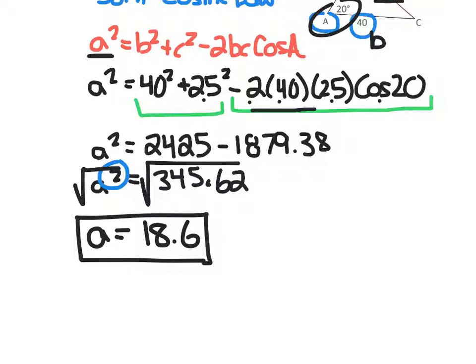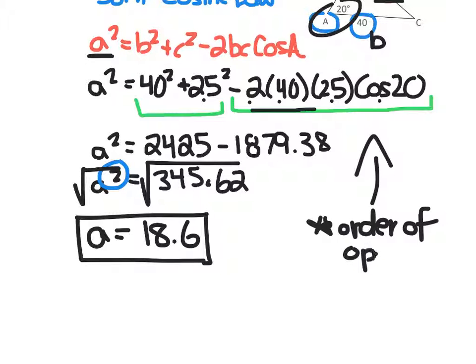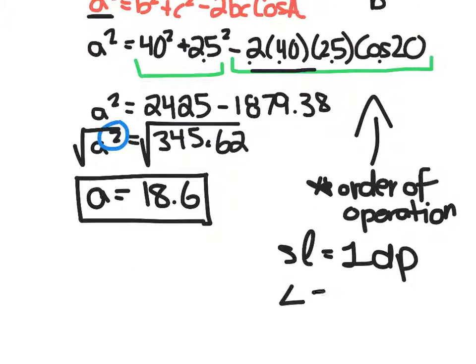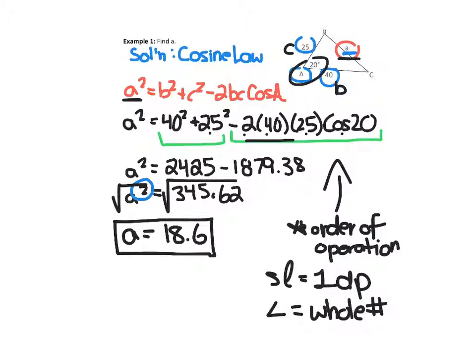So really, cosine law is you're just given a formula and you're just plugging in the values. It's following order of operations. So some little hints: order of operations, you have to think of that. And then remembering that side lengths equal one decimal place, and that angles equal a whole number. So that's one version of a word problem that you could get. That's a pretty basic one where you're given the angle and then the two sides.